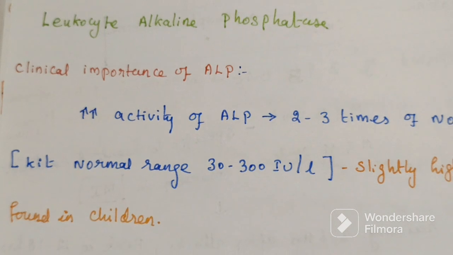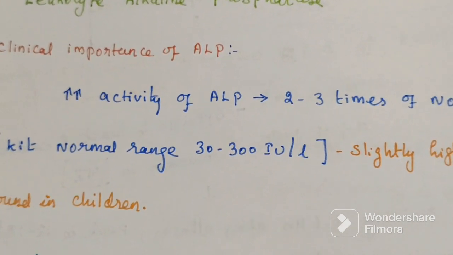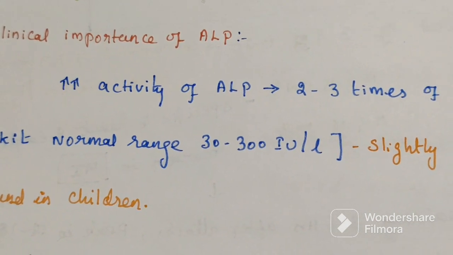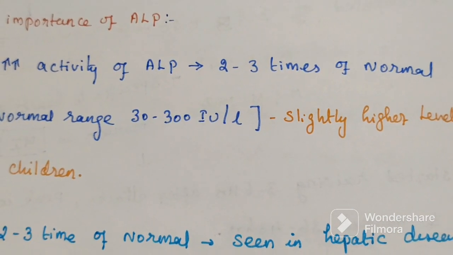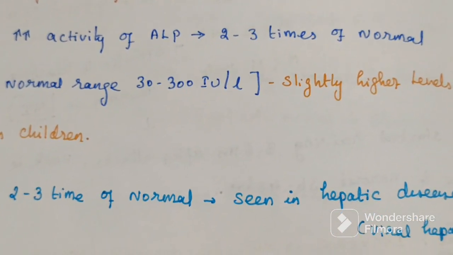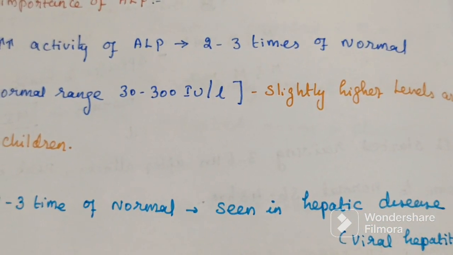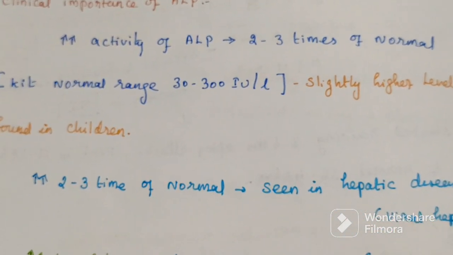Now the clinical importance of alkaline phosphatase: there is increased activity of about 2 to 3 times normal. The normal range, according to the kit, is 30 to 300 international units per liter. Slightly higher levels are found in children or growing age.